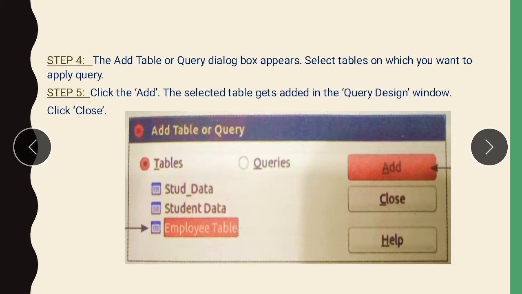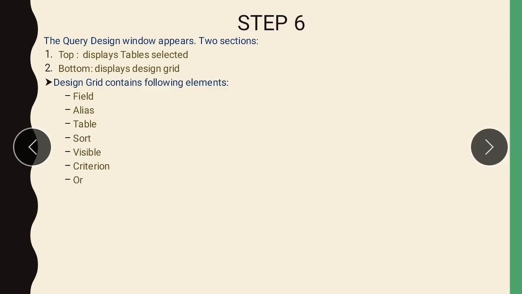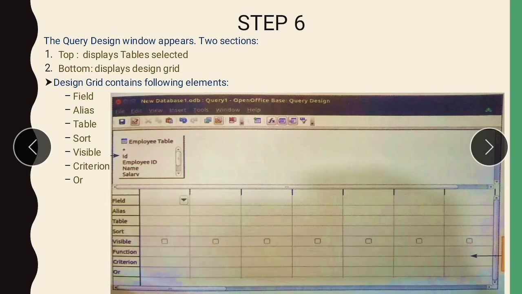Then it will move on to step 6. So in step 6, a query design window appears like this. So this is the query design window. In this you can see 2 sections are there. First section is top section. Second one is the bottom section. In the top section you can see the selected tables. The top section will display the tables selected, and the bottom section displays design grid.